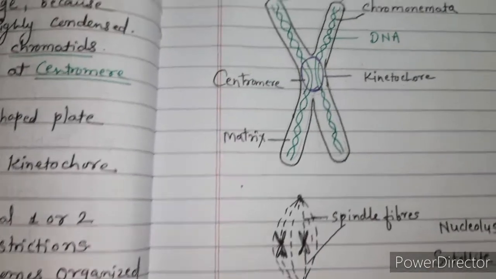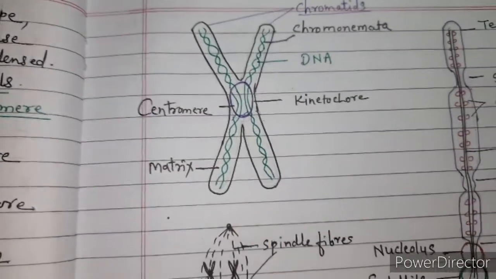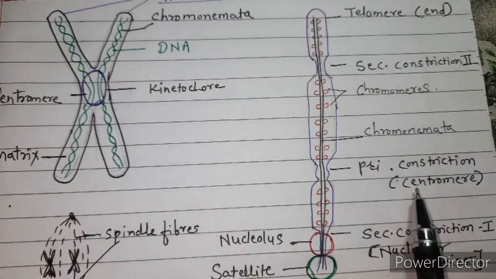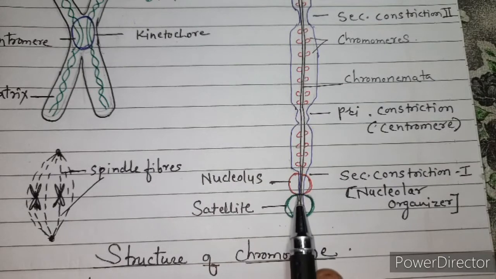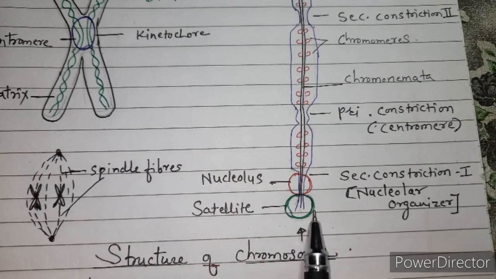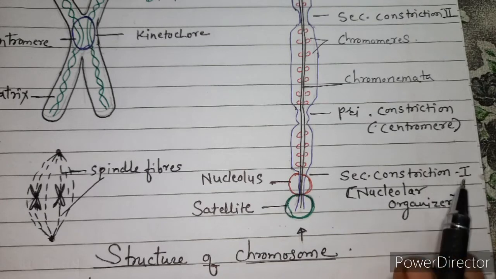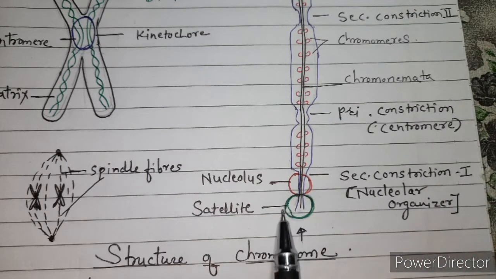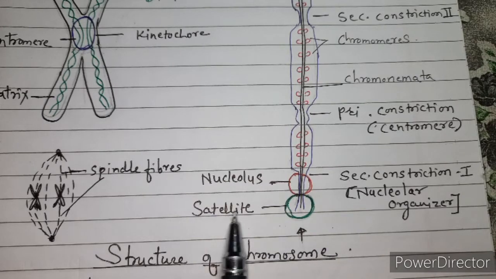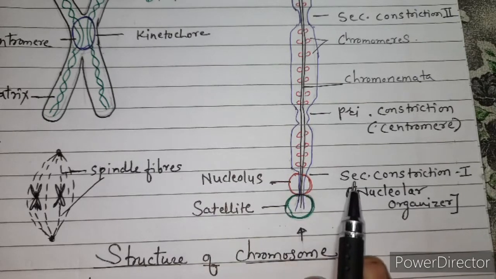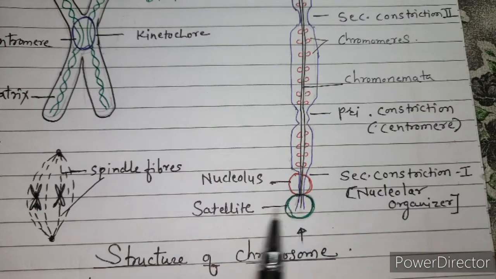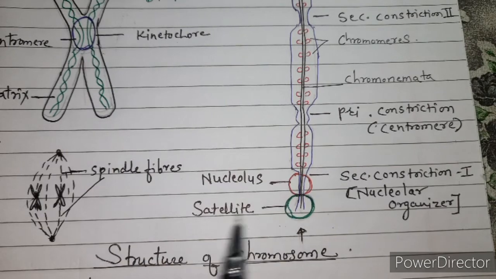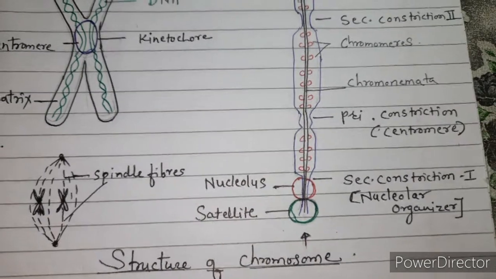Now see here, actually in a few chromosomes a satellite body, shown here in the green color, only in few chromosomes, a satellite body gets attached to the secondary constriction one, not in all. Such a chromosome in which the satellite body gets attached at the secondary constriction one is called a SAT chromosome. Here SAT stands for satellite chromosomes. Actually it is not present in all the chromosomes, students.